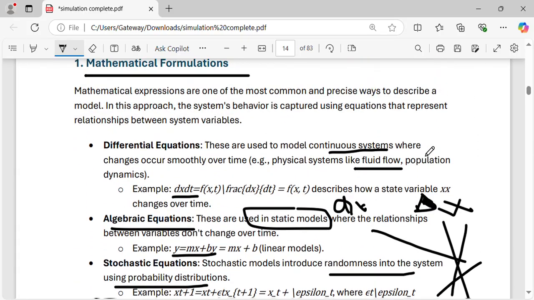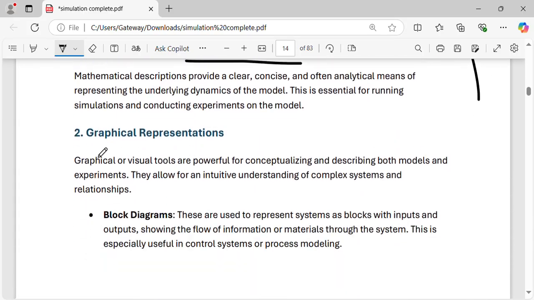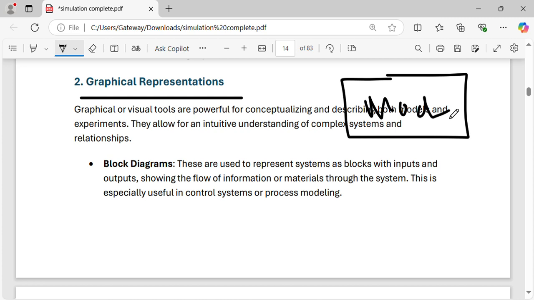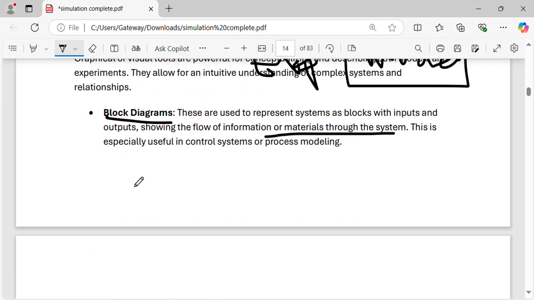You can either use the mathematical formulations or you can use graphic representations to represent your model. Always remember what we're trying to do and the experiment we're doing with it, right? We can use block diagrams. They present systems as blocks with inputs and outputs showing the flow of information or materials through the system. Okay, this is especially useful in control systems or process modeling, right? So block diagrams are especially useful when you're trying to model computer processes.